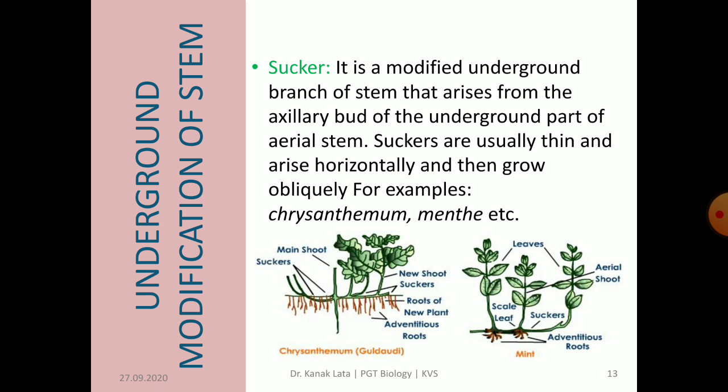First underground modification of a stem is sucker. It arises from axillary bud of the underground part of aerial stem. Suckers are usually thin and arises horizontally and then grow obliquely as in the given figure. You can see here. Common examples are chrysanthemum and mentha.